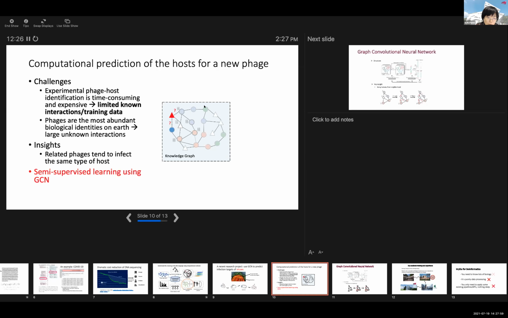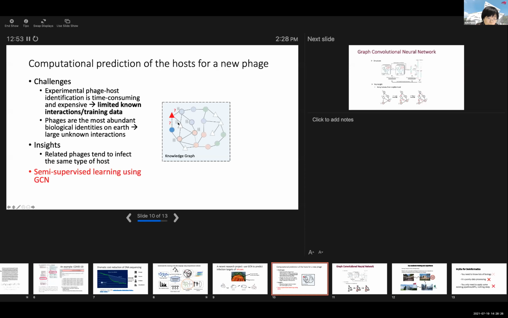Okay, so how can we identify this type of interaction? There is an insight: related phages tend to infect the same type of host. Because of that, we want to encode all this information in a graph. For example, if these two bacteria are related, we add an edge. If these two phages are related, we also add an edge.